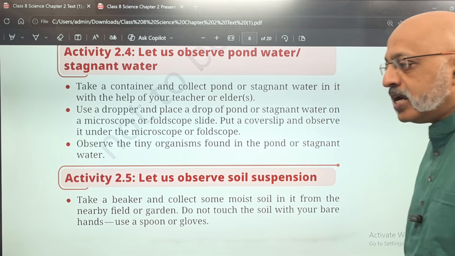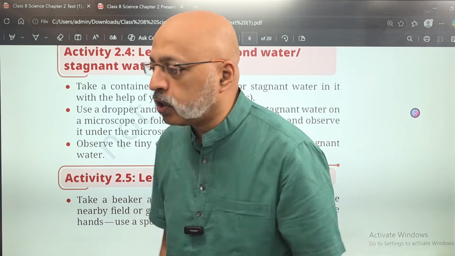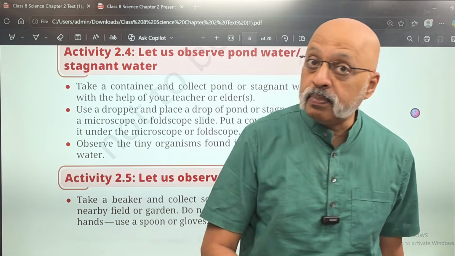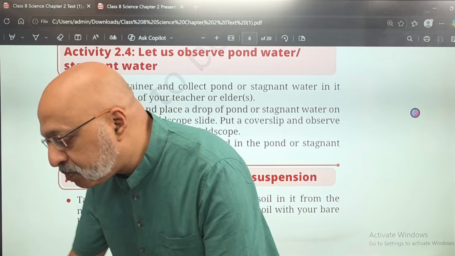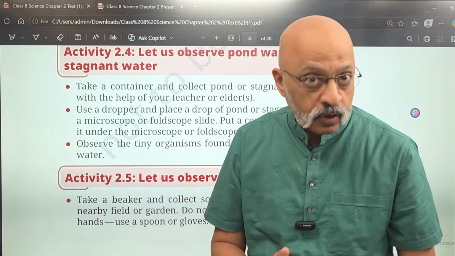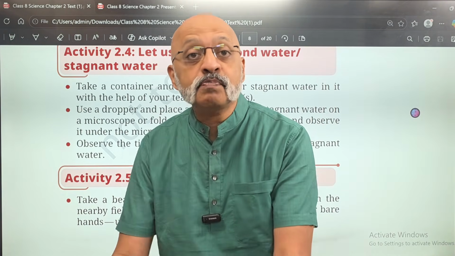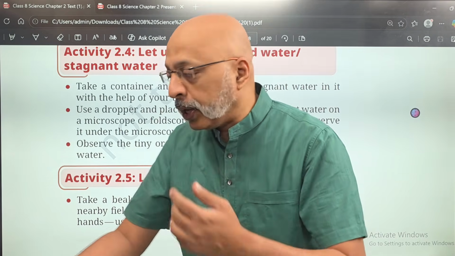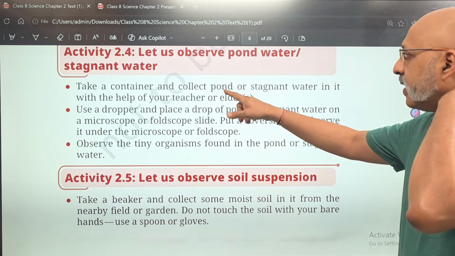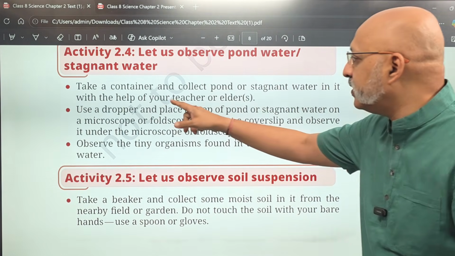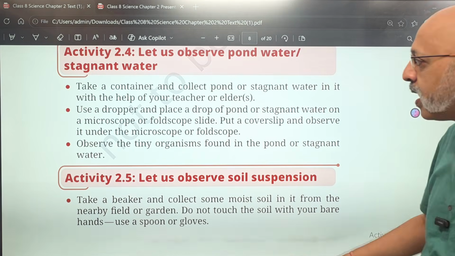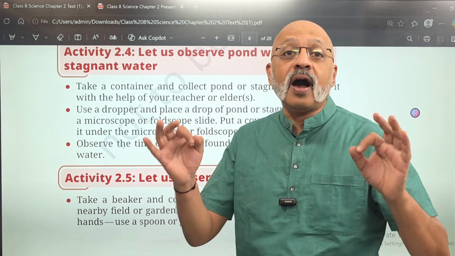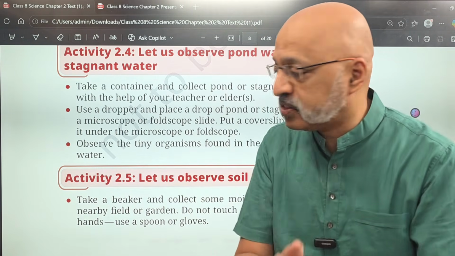So what you do is go to some water body which may be near your house, maybe a well, maybe a pond, maybe a lake, wherever, and pick up some stagnant water from it. Don't drink it. Just pick up some stagnant water from it. Stagnant means thehra hua paani, which is not flowing. Take a container and collect pond or stagnant water in it with the help of your teacher or elders. I want you to do this activity and put your findings in the comment section. It will be very fascinating.